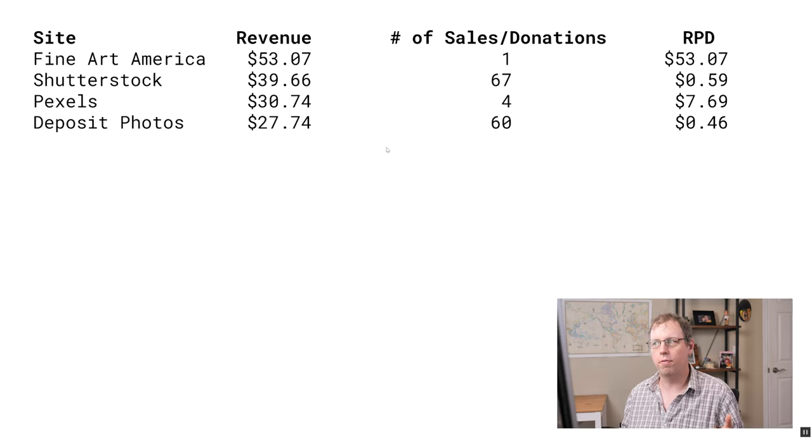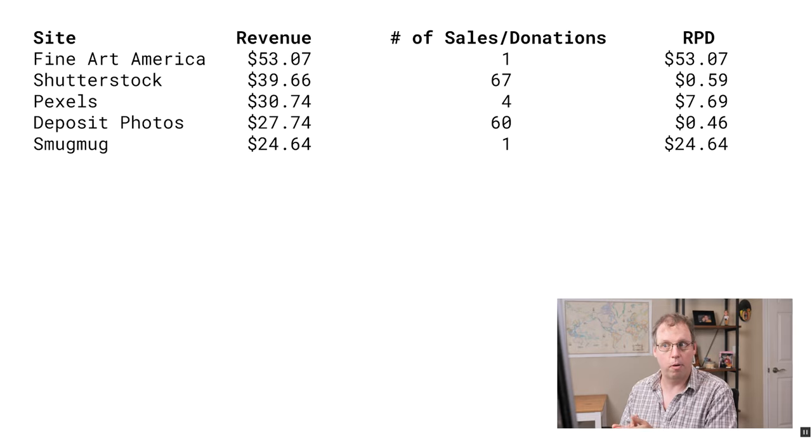My next site was Deposit Photos. Again, pretty average month for them. And then this past month, I made a sale on Smugmug. Smugmug is where I host my personal website, souvenirpixels.com. And because it's my personal site, Smugmug takes a very small cut compared to some of the other sites like Shutterstock. So I get to keep the majority of that. So one sale was $24.